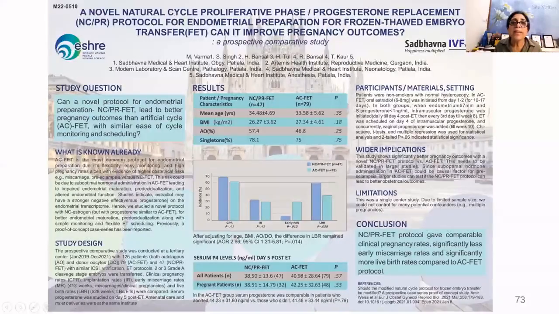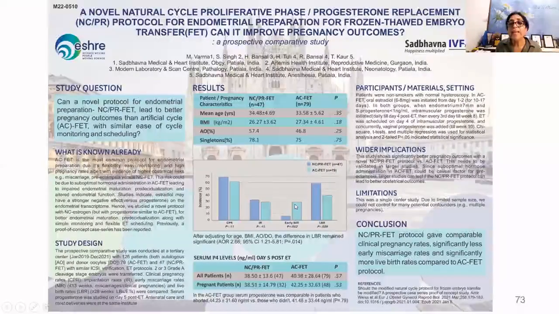So we had also presented our work in ASHRAE regarding this natural cycle proliferator. This was 2-3 years back. And what we found was that the pregnancy loss rates, abortion rates were significantly less in a natural cycle compared to an artificial cycle, and our live birth rates were significantly more.